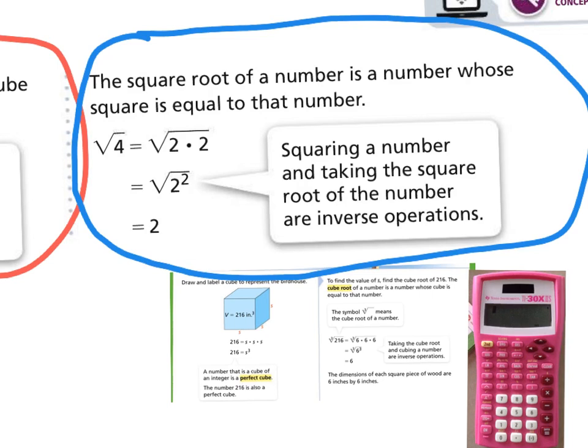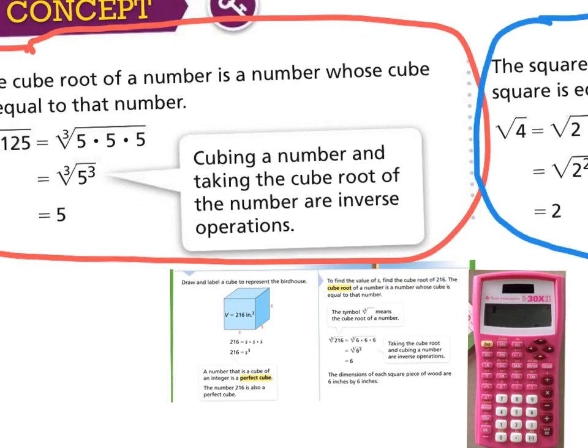A square root is a number whose square is equal to that number. Or another way of thinking about it, it's what number times itself equals that number. So square root of 4 says what number times itself equals 4. So square root of 4, that would be 2, because 2 times 2 equals 4.